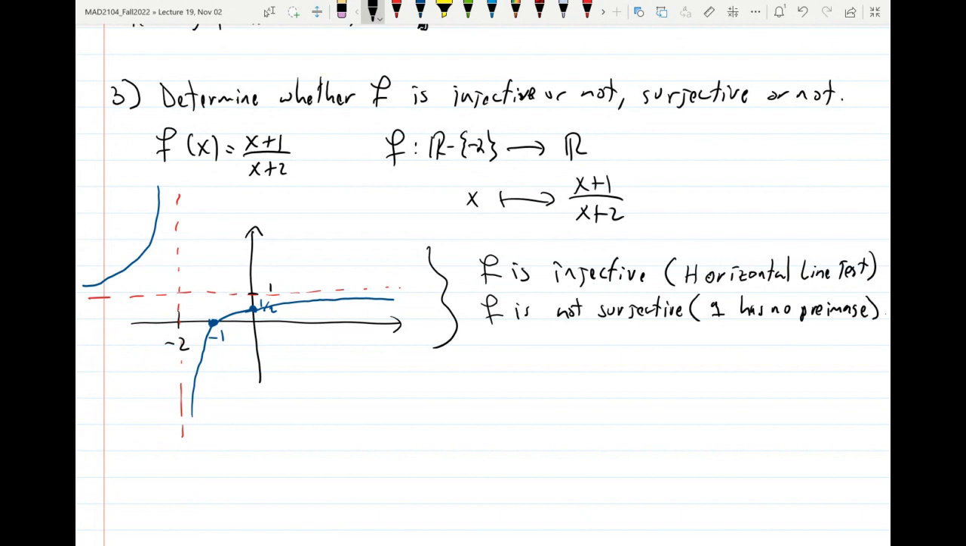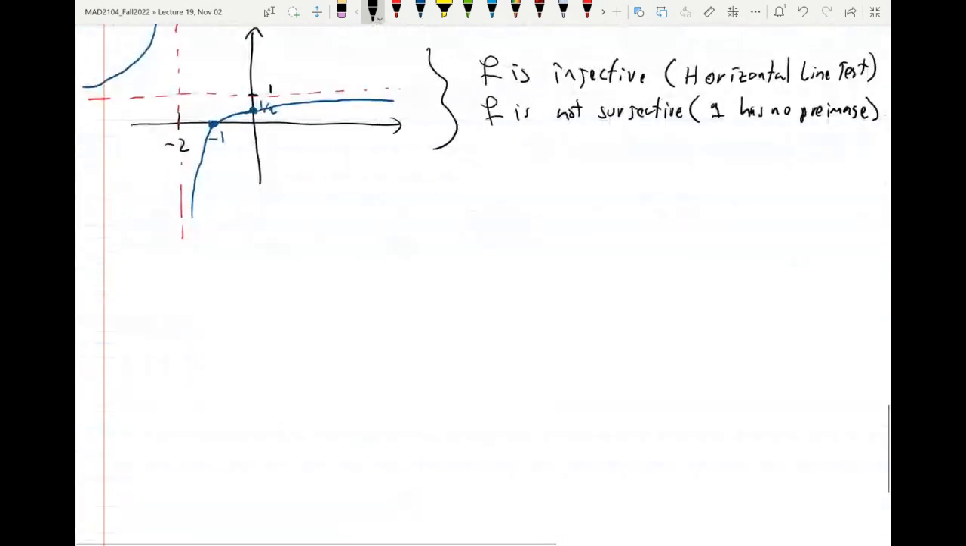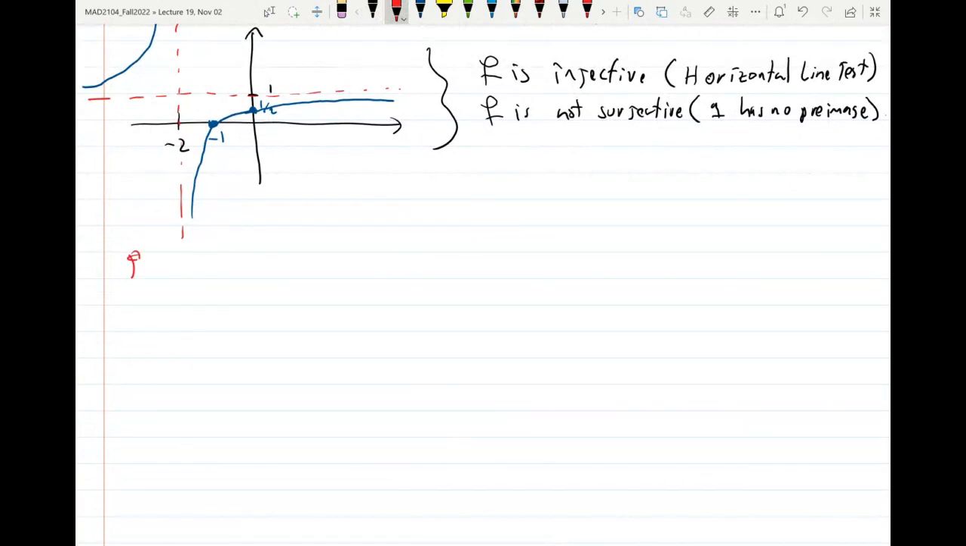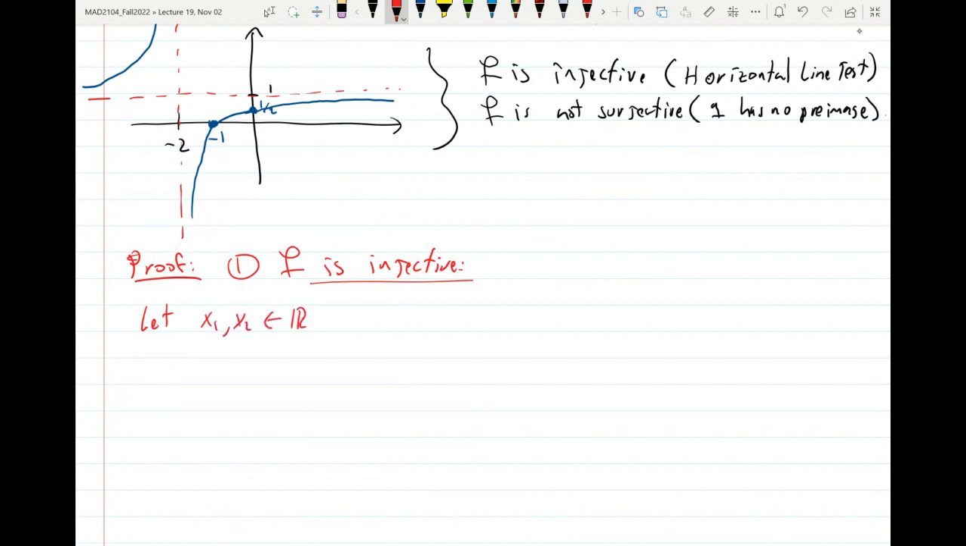Now we're going to argue. We're going to formally say this. So prove a yes of each of these claims. For the first one, f is injective. Again, I'm just going to show that if the outputs are the same, then the inputs are the same. So let x1 and x2 be real numbers different than -2, such that f of x1 equals f of x2. Our goal is to prove that x1 equals x2.